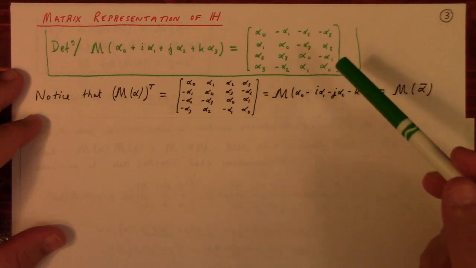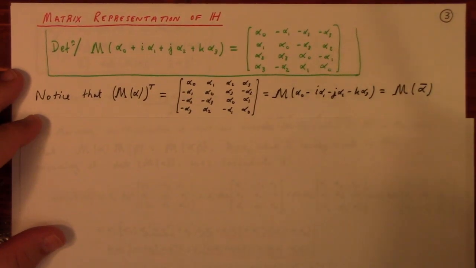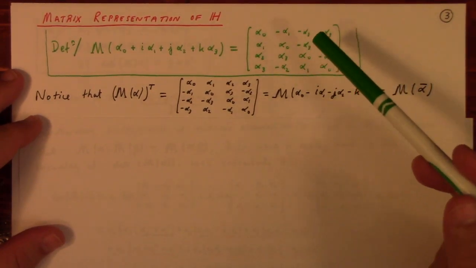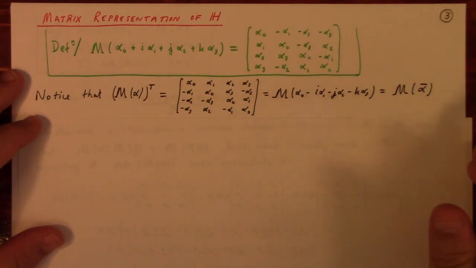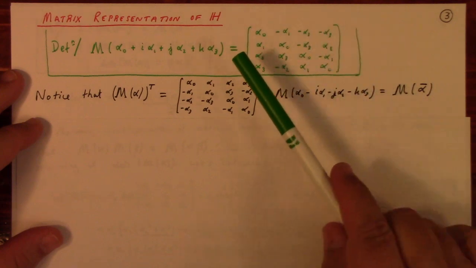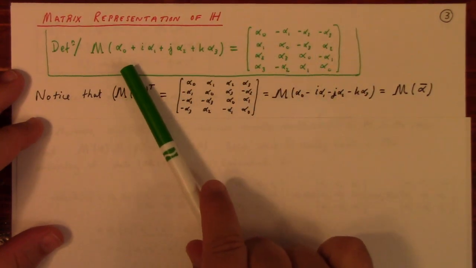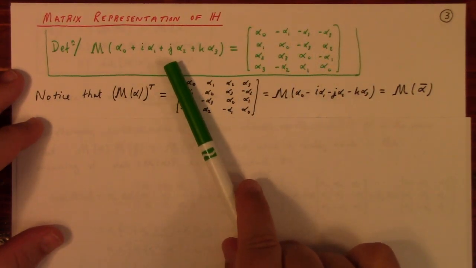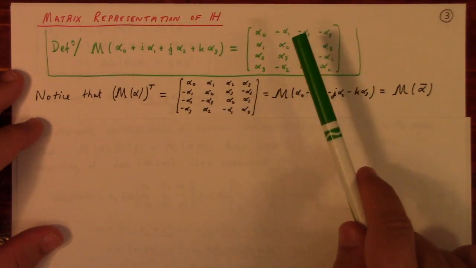I could show you how to derive this, but that would kind of take us off topic here. So let me just say that you can derive this in a certain way. If you're interested, ask me. But if you define 4x4 matrices like this to be the representation of the quaternion, alpha naught plus i alpha 1 plus j alpha 2 plus k alpha 3, right?